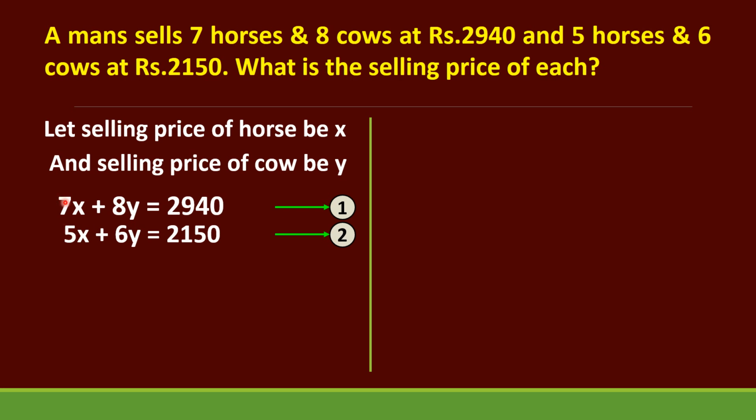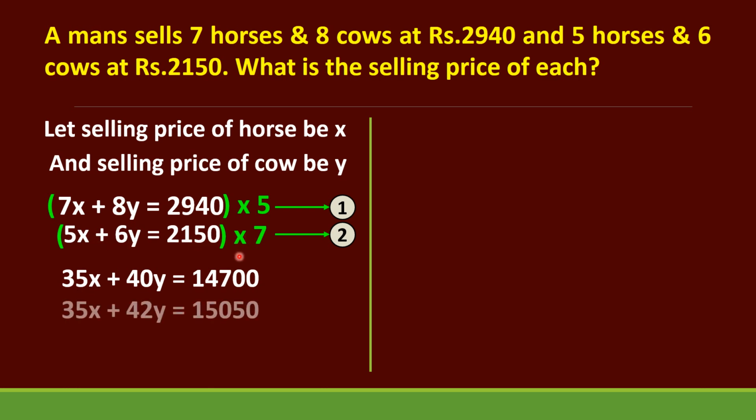So in order to multiply the 7 with 5, we have to multiply the whole equation with 5. And in order to multiply this 5 with 7, we have to multiply the whole equation with 7. So 7x plus 8y is equal to 2940 into 5, we get 35x plus 40y is equal to 14,700. And 5x plus 6y is equal to 2150 into 7 is 35x plus 42y is equal to 15,050. Now these two values are same.